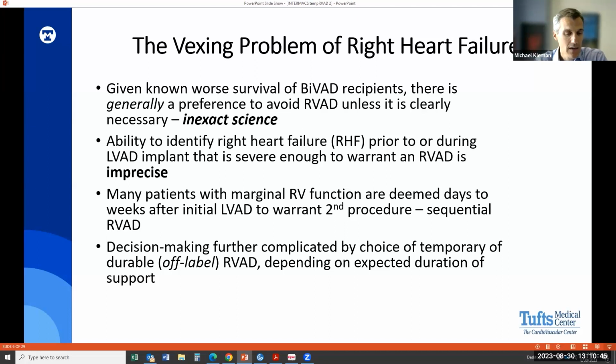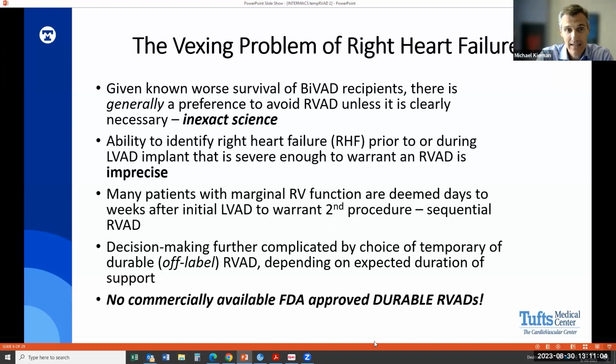So if we think someone has an isolated insult or hit to the RV and they'll recover, we would lean towards putting in a temporary device. If we think there's going to be irreversible damage, or we were so concerned going in that we thought the ventricle wouldn't recover, then it may make sense to go to a more durable option. And then lastly, we don't have, as you know, any commercially available FDA-approved durable RVADs. We'll talk just briefly about the total artificial heart, but we don't have long-term support that has been designed by device manufacturers specifically for the right ventricle. So that's a real limitation to the clinical management of these patients.